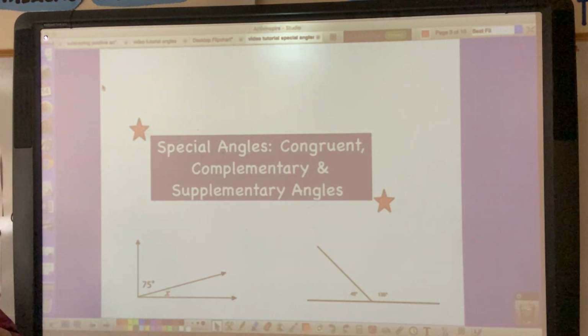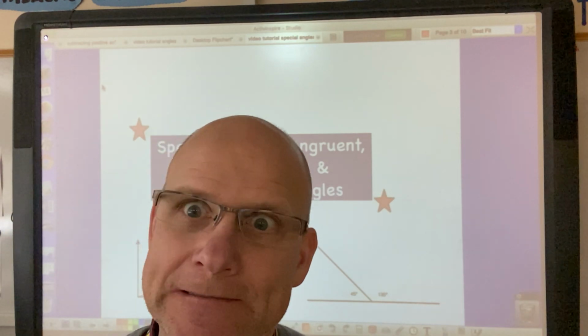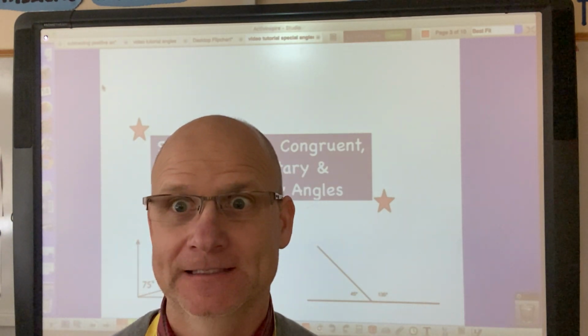Today's topic for this lesson is special angles. We're going to be talking about complementary angles and supplementary angles. So get out your pencil and your composition book, and let's go.